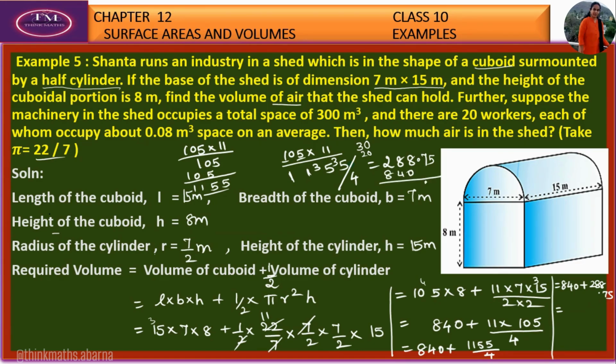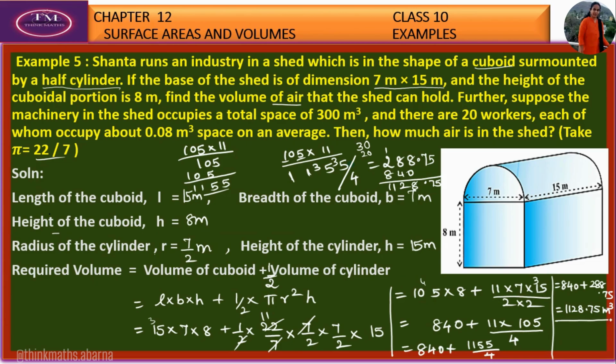So it is 0.75. 8 plus 0 is 8. 8 plus 4 is 12. Balance 1. 1 plus 2, 3. 3 plus 8, it is 11. So it is 1128.75 meter cube. As it is volume, we will get meter cube.